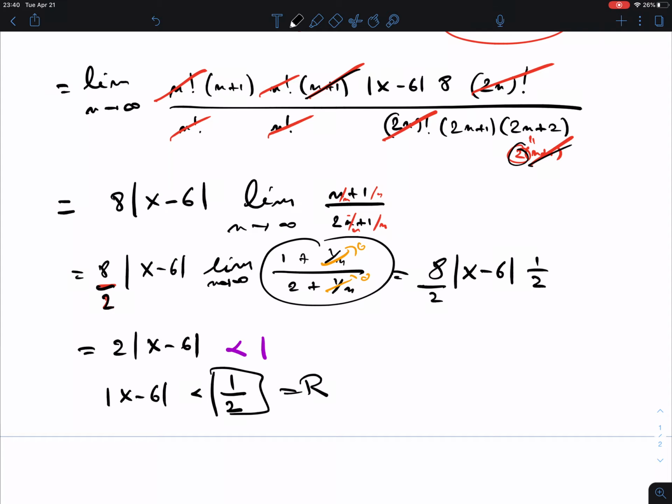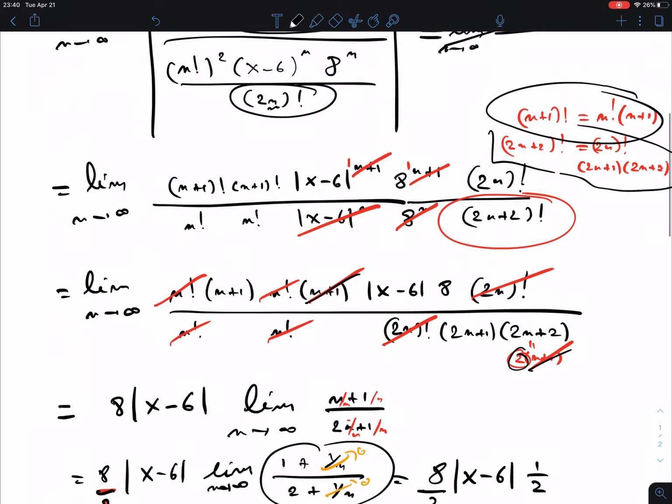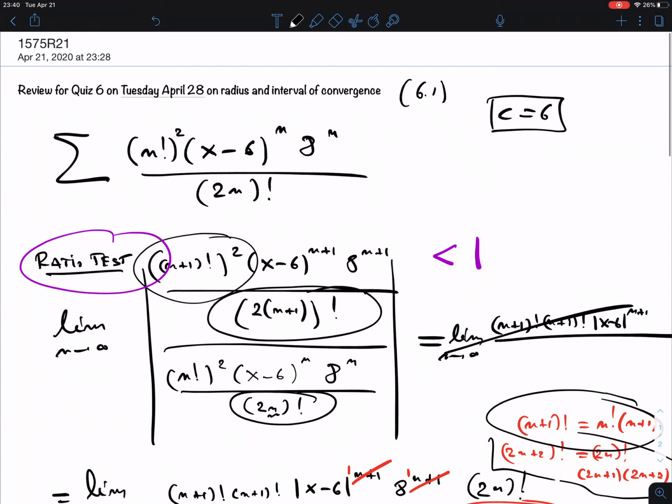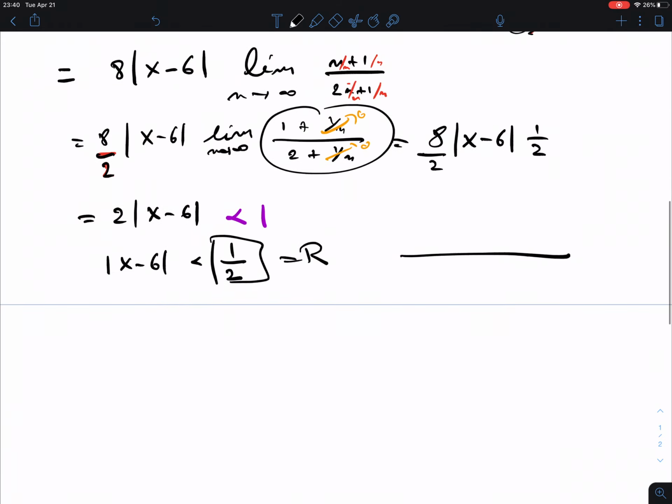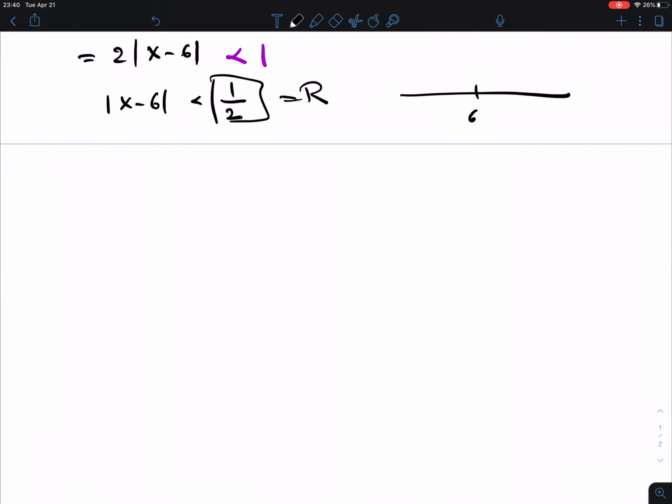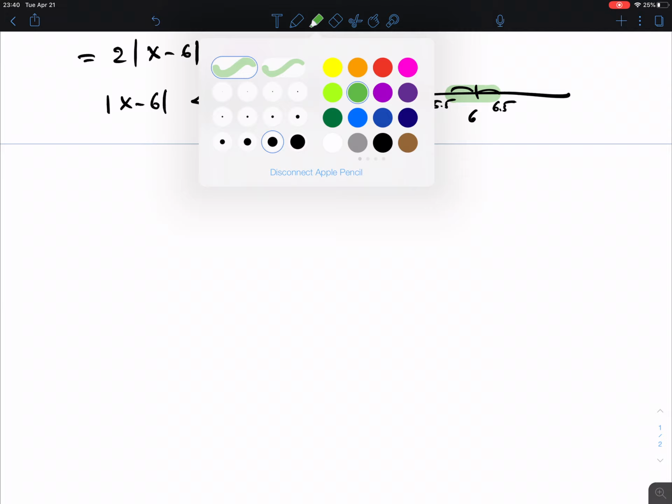Okay? What does this mean? The center was, what was the center? The center was 6. So here is 6. And we go 1/2 this way, that's 6.5. And if we go a half this way, we get 5.5. And so what we have so far said is that in between here, we have convergence. And outside, we have divergence.